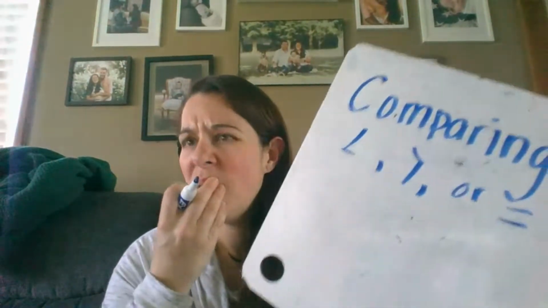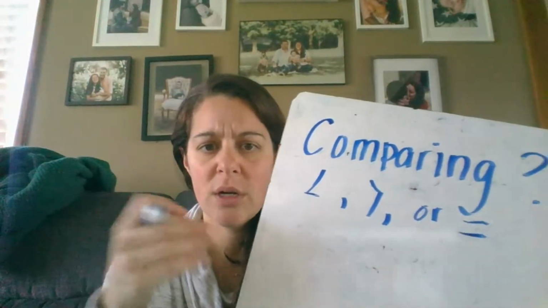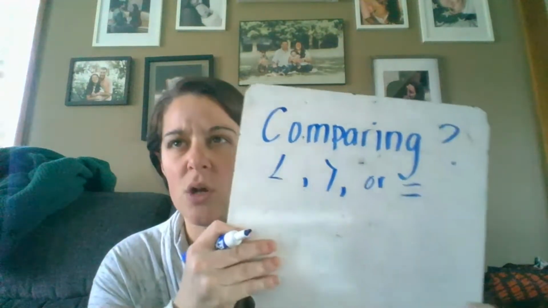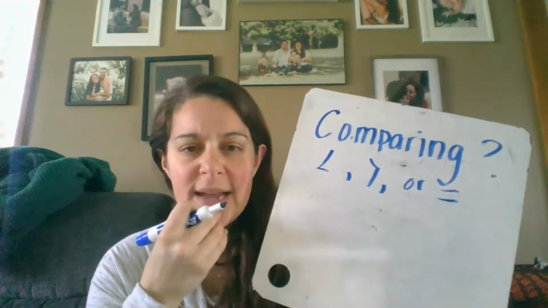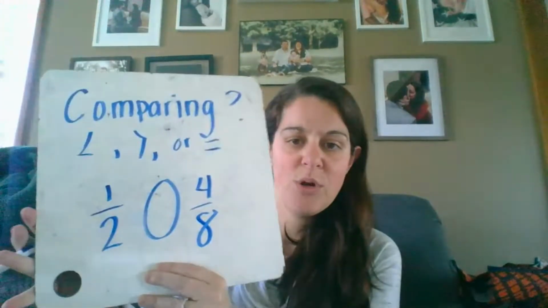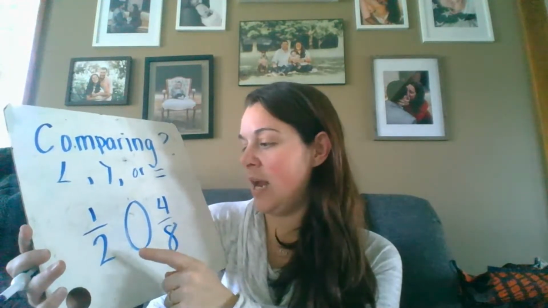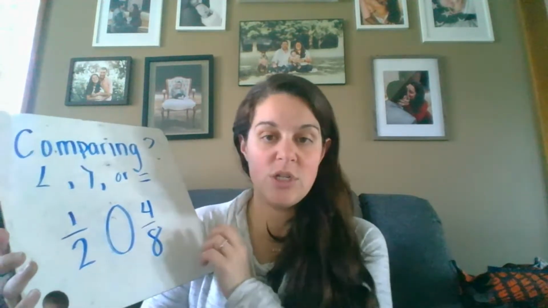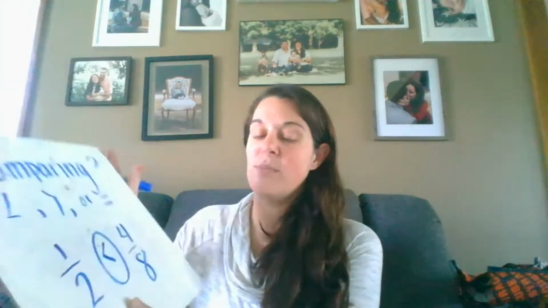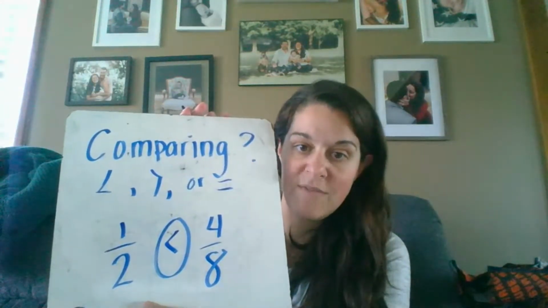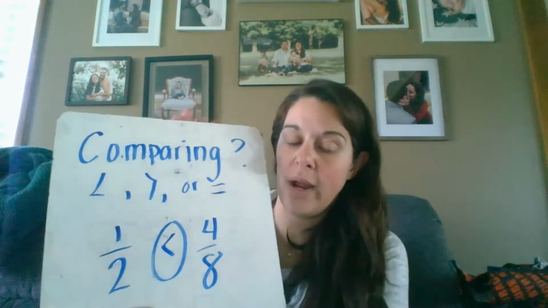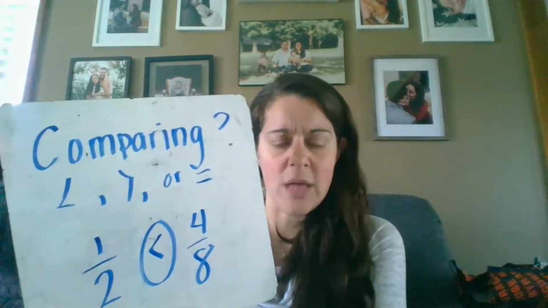But now, when comparing fractions, why can't I just simply slide a symbol in? For example, if I have 1/2 compared to 4/8, why can't I just put a symbol in there? Well, 4 is bigger than 1 and 8 is bigger than 2, so automatically I think, oh, this must be less than. 1/2 must be less than 4/8. Why can't I just do that?